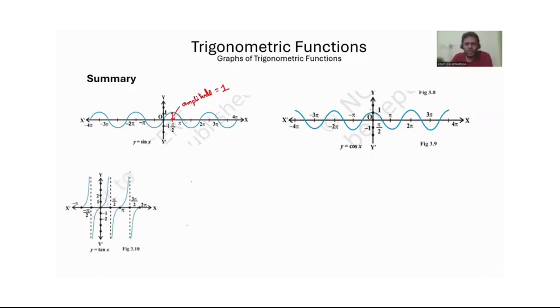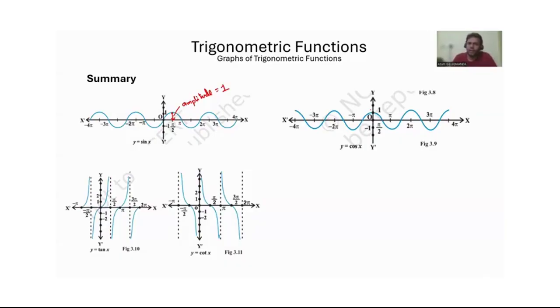Next, y equal to tan x. The range is from infinity to minus infinity, and it passes through the origin. This pattern repeats every 180 degrees. Between minus pi by 2 and pi by 2, it goes from minus infinity to infinity. Now, cot x is exactly opposite to the tan x. It also has 180-degree intervals. But if tan x is like this, the cot x is like this, because it's the reciprocal, and it doesn't pass through the origin.